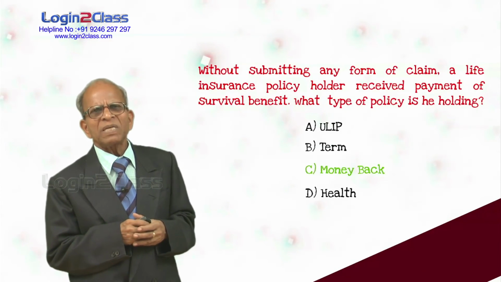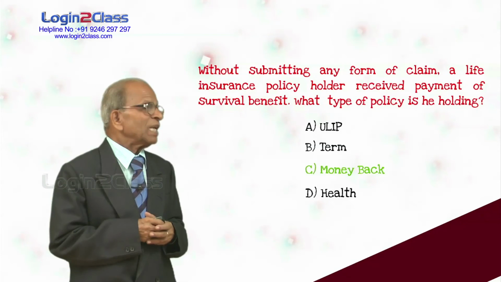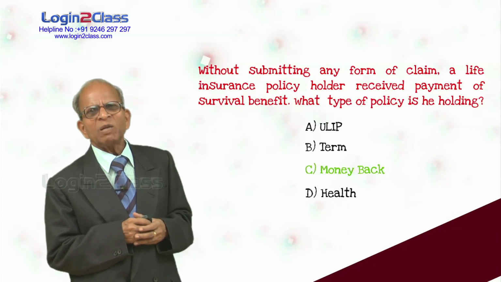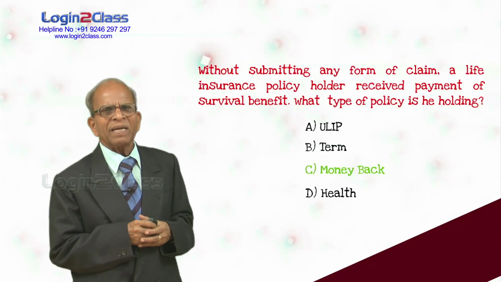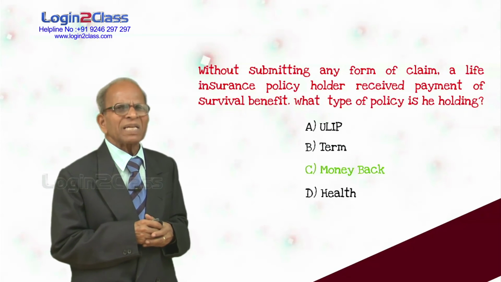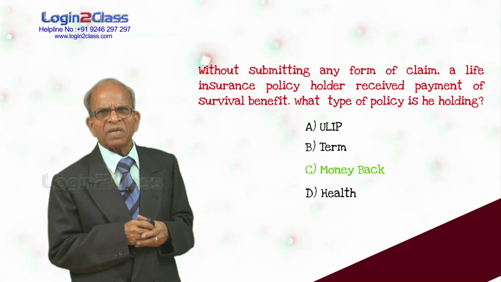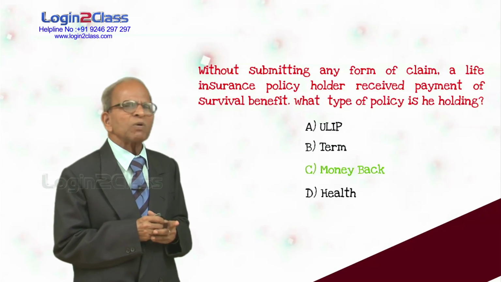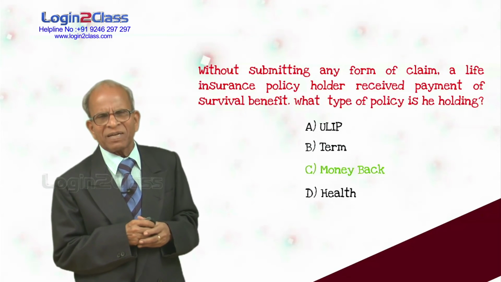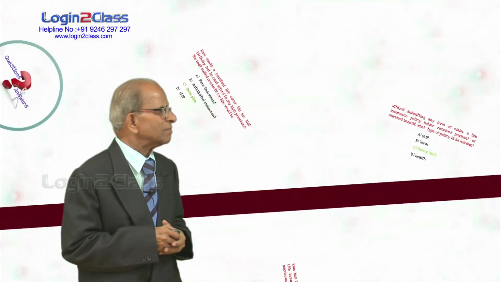In an endowment policy, sum assured is paid at the end of the policy on the date of maturity. In a money back policy, survival benefits or payments are made every 5 years or every 4 years like that. So, for that the requirements also are not many. If it is a death claim case, we have to take care of a number of forms. So, without submitting any form, he got the check. It is a survival benefit payment under a money back policy.